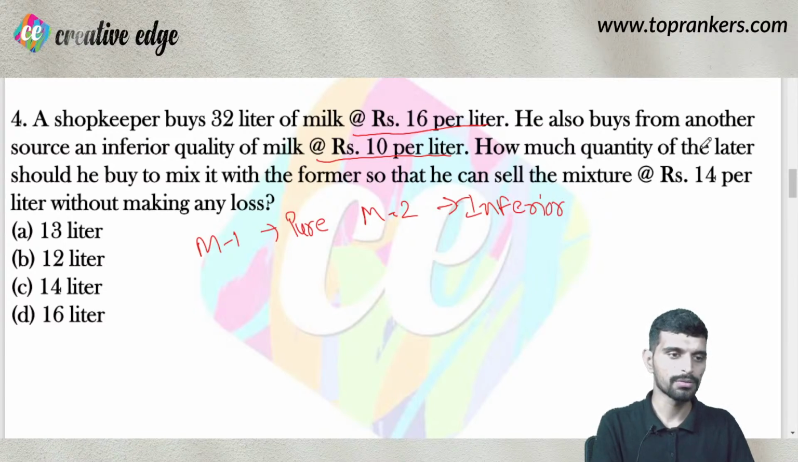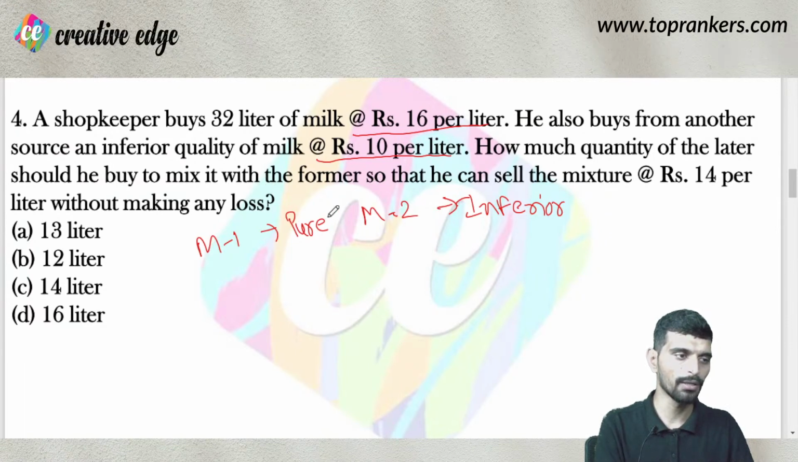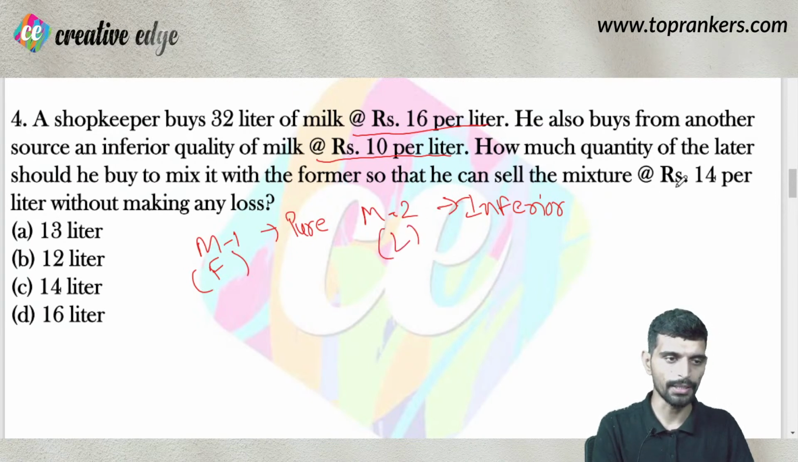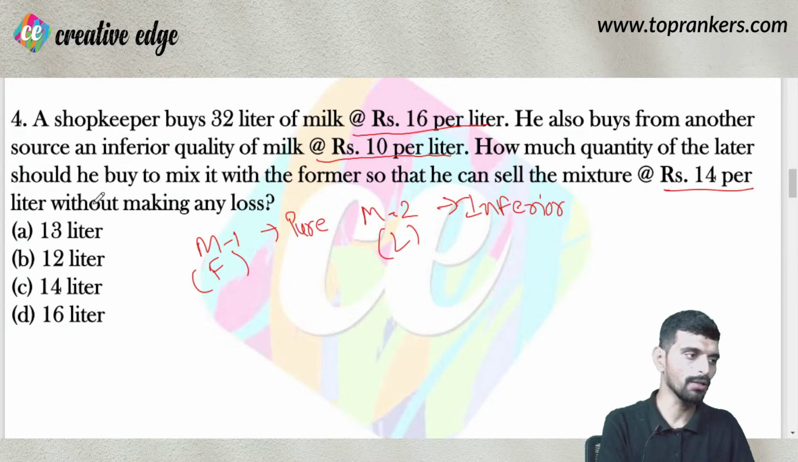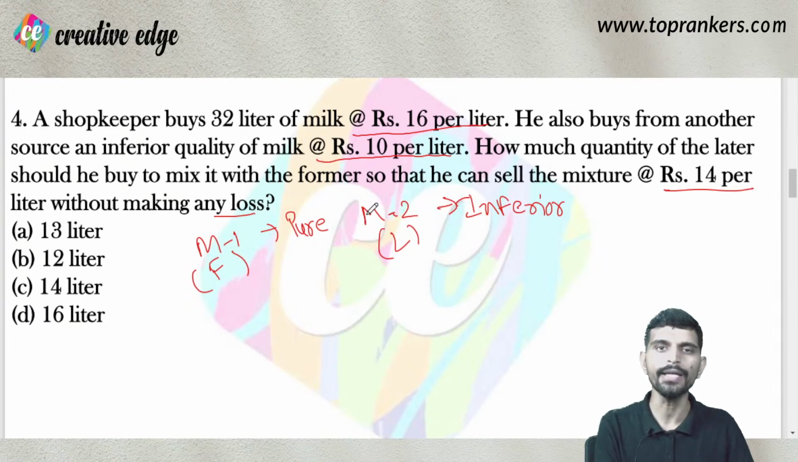Now the question is how much quantity of the latter, in liters, should he buy to mix with the former, so that he can sell the mixture at rupees 14 per liter without making any loss. It means he will not get any profit, but he will not make any loss here, right students?